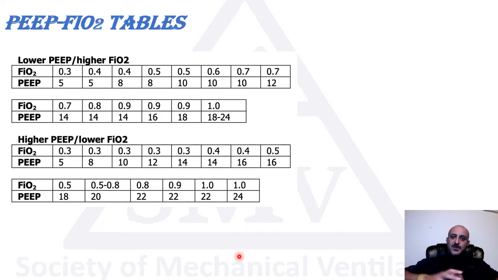My problem with this method is, despite being very easy, it's very non-physiologic. Not all lungs are the same, and if two patients are both on 70% FiO2, it doesn't mean that both will benefit from a PEEP of 16. And again, if you look at the higher PEEP table, if you're at an FiO2 of 30%, you can go from a PEEP of 5 to a PEEP of 14. So I usually don't use that, but again, that's my bias towards this method.